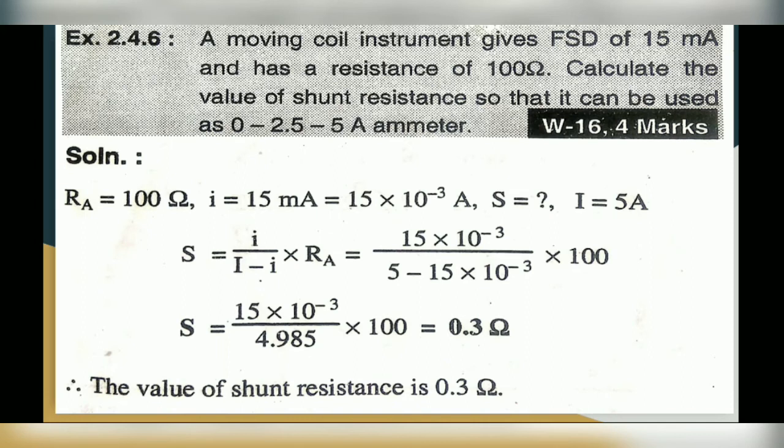is equal to the value of small i is 15 milliampere. So 15 into 10 raised to minus 3 upon the value of capital I, which is 5, minus the value of small i, 15 into 10 raised to minus 3, and the value of Ra is 100. So put these values in this equation. So you get the final value S is equal to 0.3 ohm. Ohm is the unit of resistance. So write the answer as S is equal to 0.3 ohm.